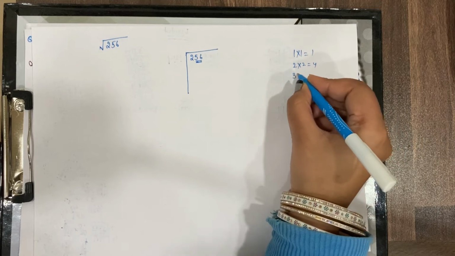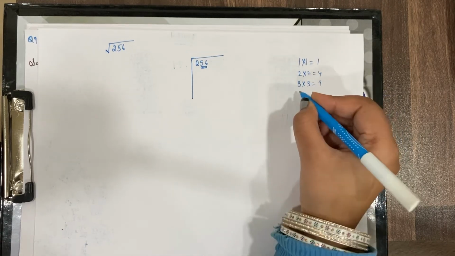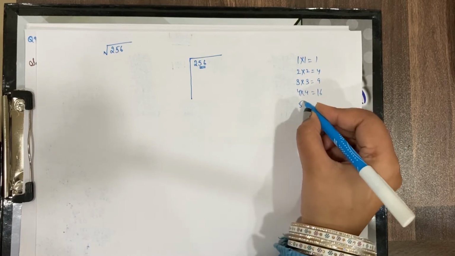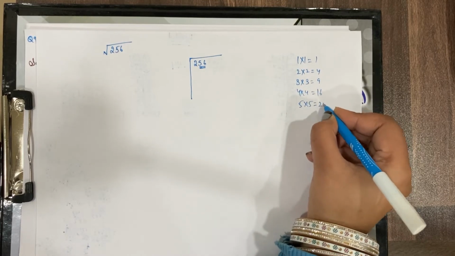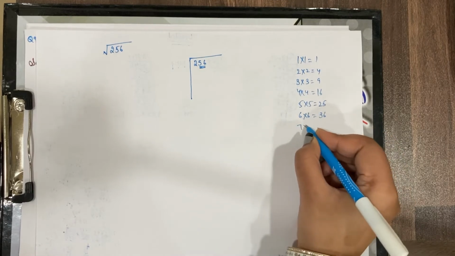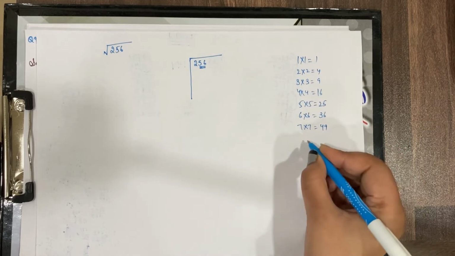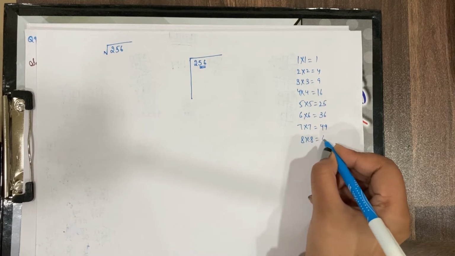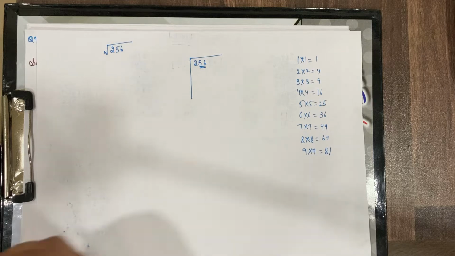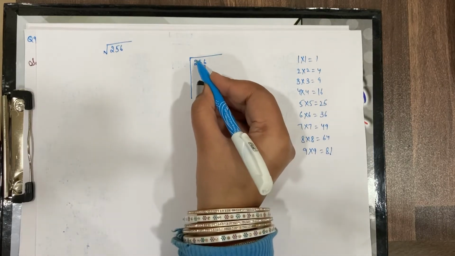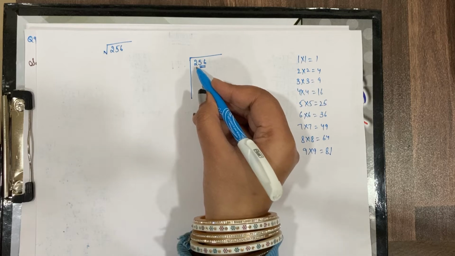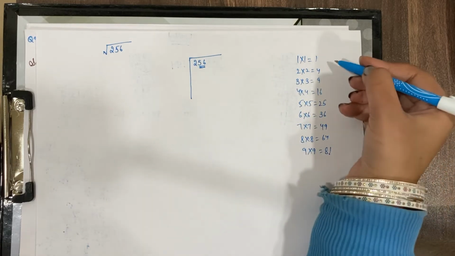1 ones are 1, 2 twos are 4, 3 threes are 9, 4 fours are 16, 5 fives are 25, 6 sixes are 36, 7 sevens are 49, 8 eights are 64, and 9 nines are 81. Till here we'll write. Now see the first pair. Pair we are not having, we are having a number 2. So see the number which is less than 2.